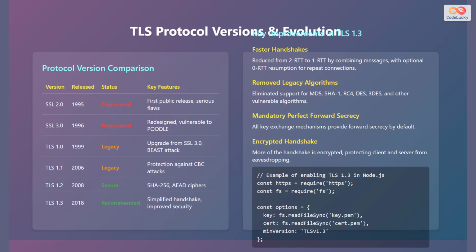Mandatory perfect forward secrecy. All key exchange mechanisms provide forward secrecy by default. Encrypted handshake. More of the handshake is encrypted, protecting client and server from eavesdropping. As an example, to enable TLS 1.3 in Node.js, you can specify minimum version TLSv1.3 in the options.